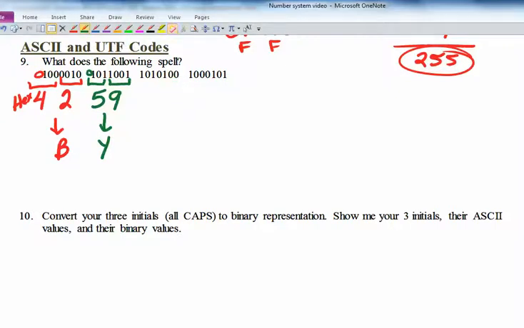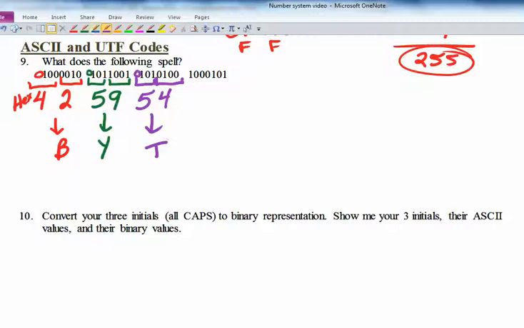Let me switch colors here. And this is only 7 digits. So again, I'm filling in with a leading 0. So here we have a 1, no 2s, but we have a 4. So there's our 5 again. And this one, we have no 1s, no 2s, but we have a 4 and no 8s. So we get 54. And we look on our ASCII code sheet. And 54 is a capital T.